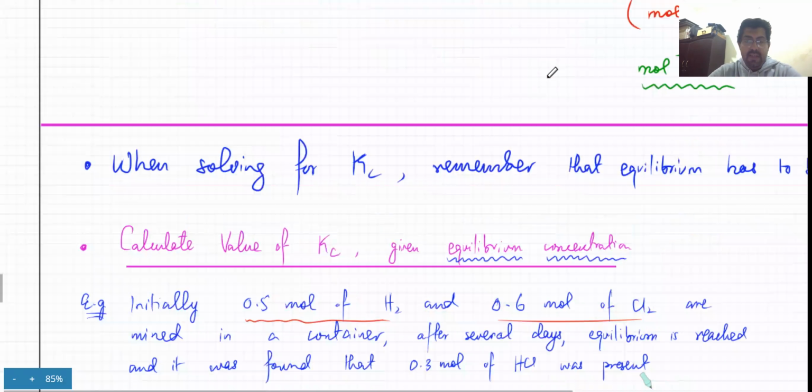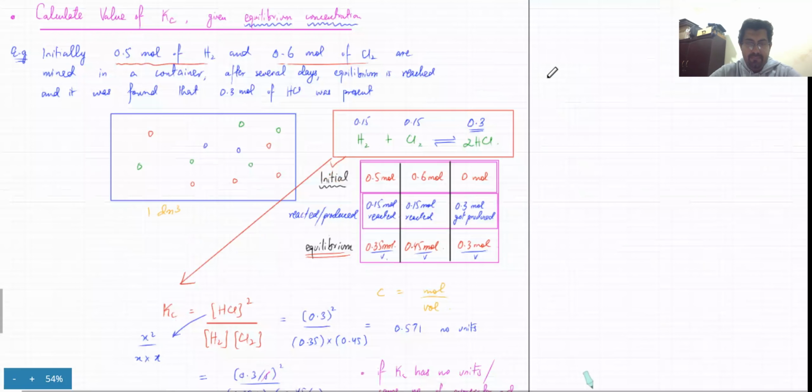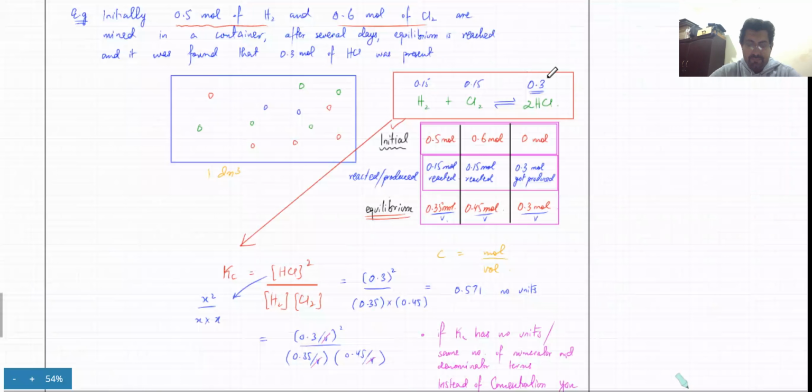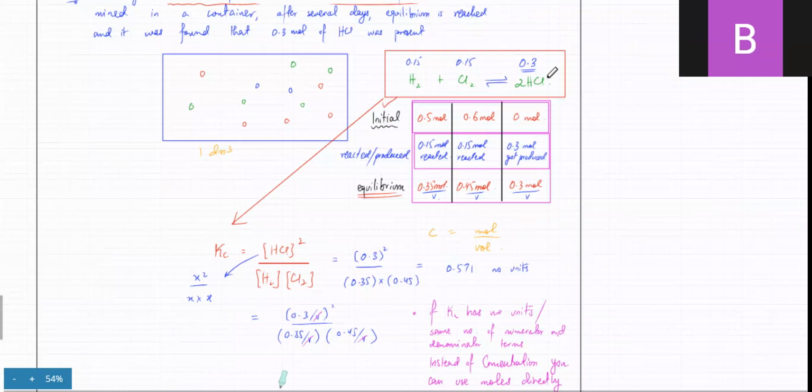Okay. Is this example clear to everyone? Yes. Yes.